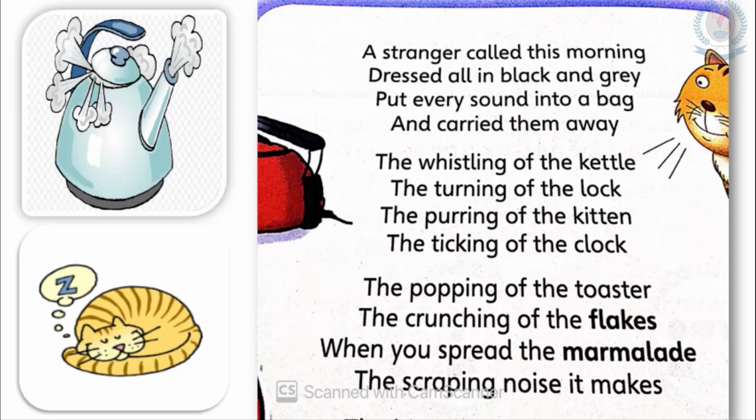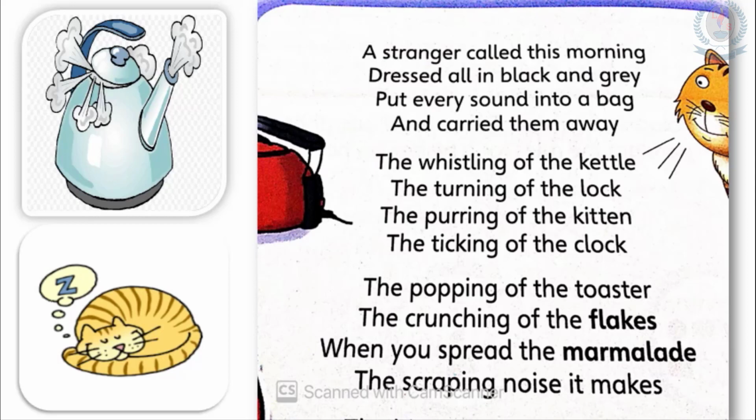A stranger called this morning. Who is a stranger, children? A stranger means a person whom one doesn't know. Similarly, someone you don't know. Dressed all in black and grey. Tell me, what are the colors the stranger is wearing? Yes, it is black and grey. And he has put every sound into his bag, and the stranger is carrying the sound bag.